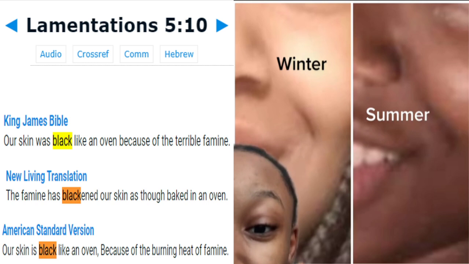Lamentations 5:10. Our skin was black like an oven because of the terrible famine. Other versions, the famine is black in our skin as though baked in an oven. Our skin is black like an oven because of the burning heat. This is a woman. She shows herself in the wintertime. This is her in the summertime. This is the same woman. Right? This is her being blackened by the sun. Let's get another thing that talks about skin color.